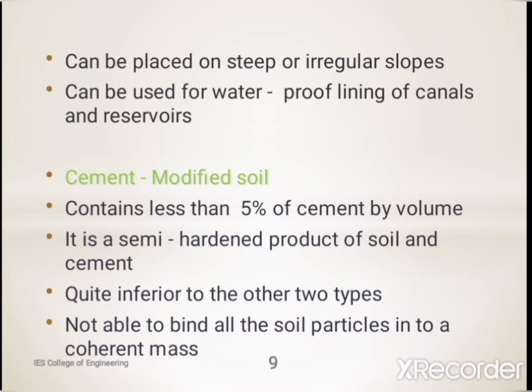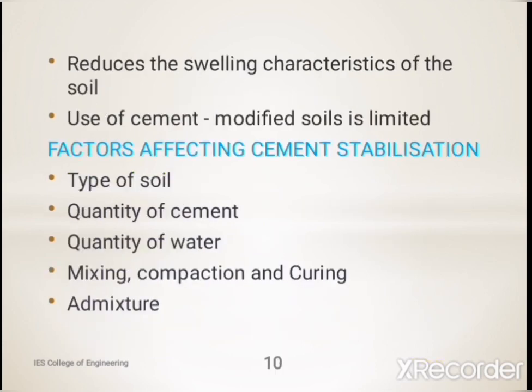As the quantity of cement used is small, it is not able to bind all the soil particles into a coherent mass. It can reduce the swelling characteristics of the soil. The use of cement modified soil is limited. The next is factors affecting cement stabilization. They are type of soil, quantity of cement, quantity of water, mixing, compaction and curing, and admixture.